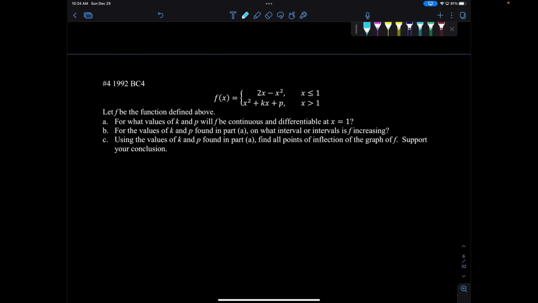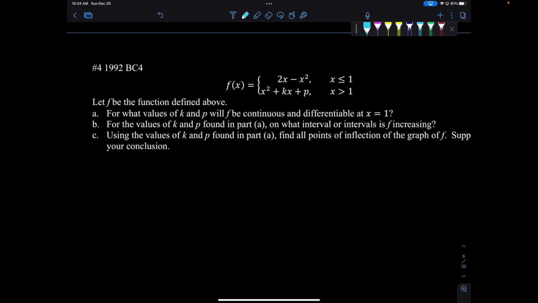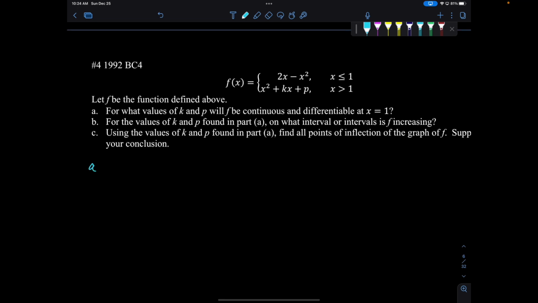This is 1992 BC4. F of x is this piecewise function defined above. For what values of k and p will the function f be continuous and differentiable at x equals 1? Okay, so continuous, we need the limit as x approaches 1 from the left to equal the limit as x approaches 1 from the right to equal f of 1. Those are the rules.